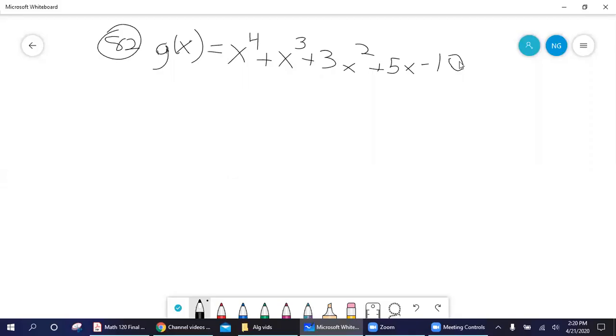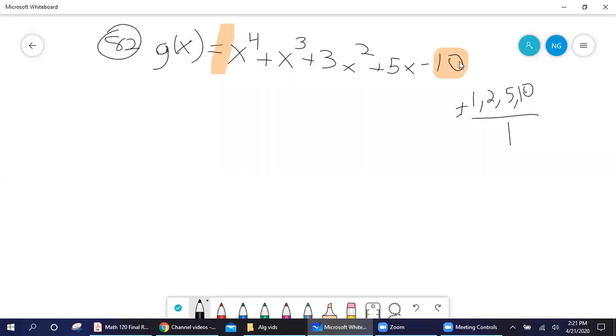For number 82, we're first asked to list the possible rational zeros. Remember, the possible rational zeros are all the factors of the constant over all the factors of the leading coefficient. The leading coefficient on this problem would be 1. So there's going to be all the factors of 10. So 1, 2, 5, and 10 over all the factors of 1, which would just be 1. So we don't really need to write that. And these could be positive or negative. So really, plus or minus 1, 2, 5, 10, those are my options.